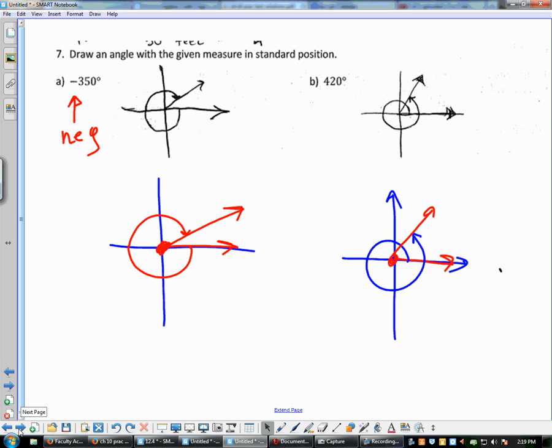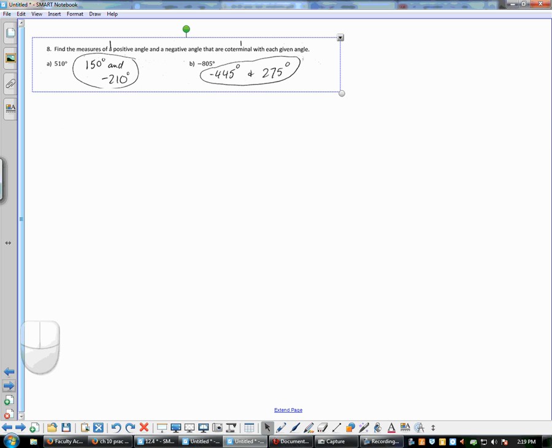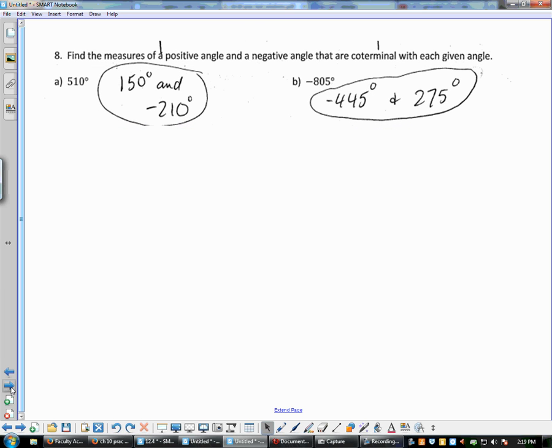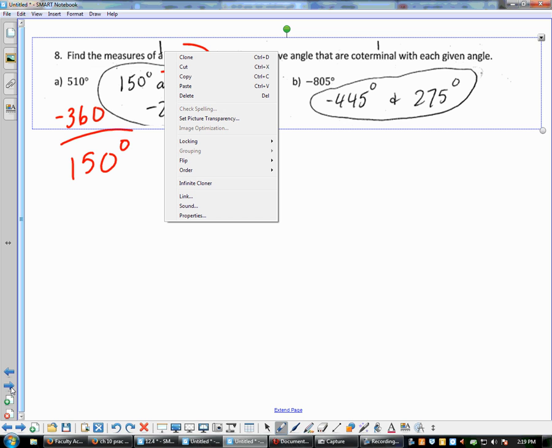All right, let's take a look at the next one. This is number 8. Find the measures of a positive angle and a negative angle that are coterminal with each given angle. So if it's 510 degrees and you want to find coterminals, just add and subtract multiples of 360. So if I subtract 360, I end up getting a 150-degree angle. So 510 degrees and 150 degrees are coterminal. But I needed to find a positive and a negative.